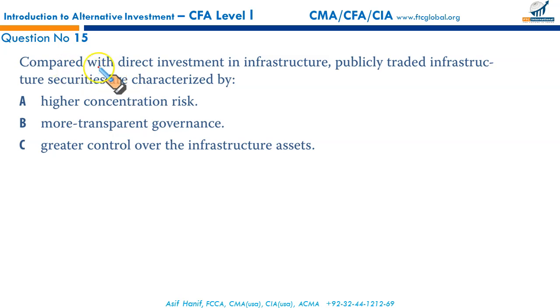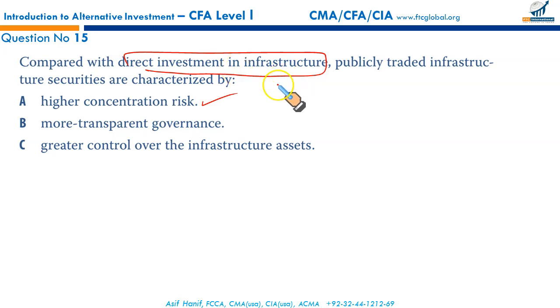Next, compared with direct investment in infrastructure, publicly traded infrastructure securities are characterized by. Now listen, direct investment in infrastructure involves higher concentration risk. Direct investment in infrastructure results in greater control over the infrastructure assets. So these A and C are characteristics of direct investment in infrastructure.